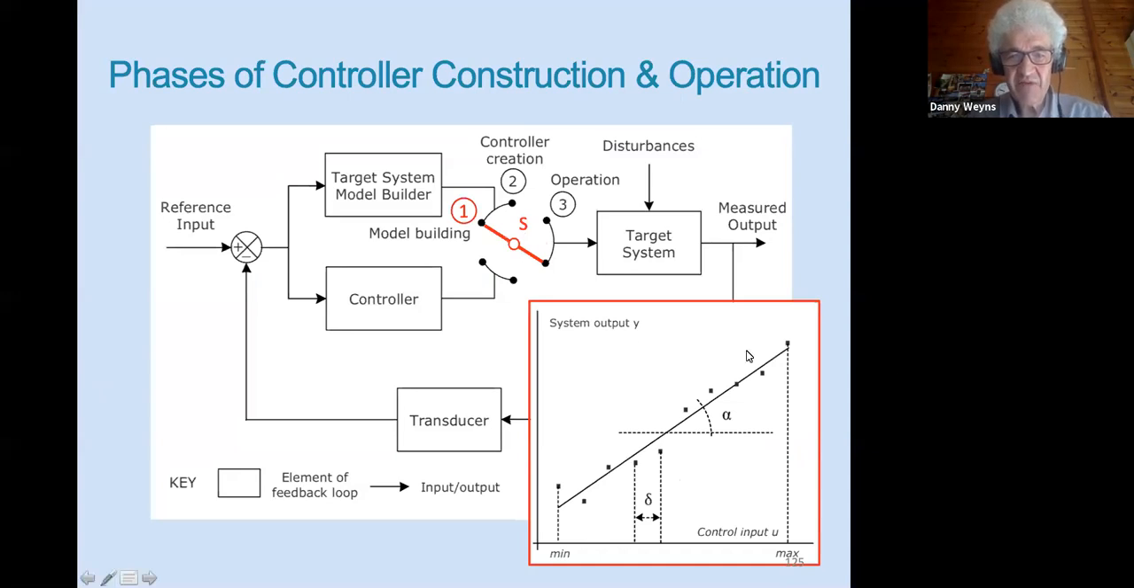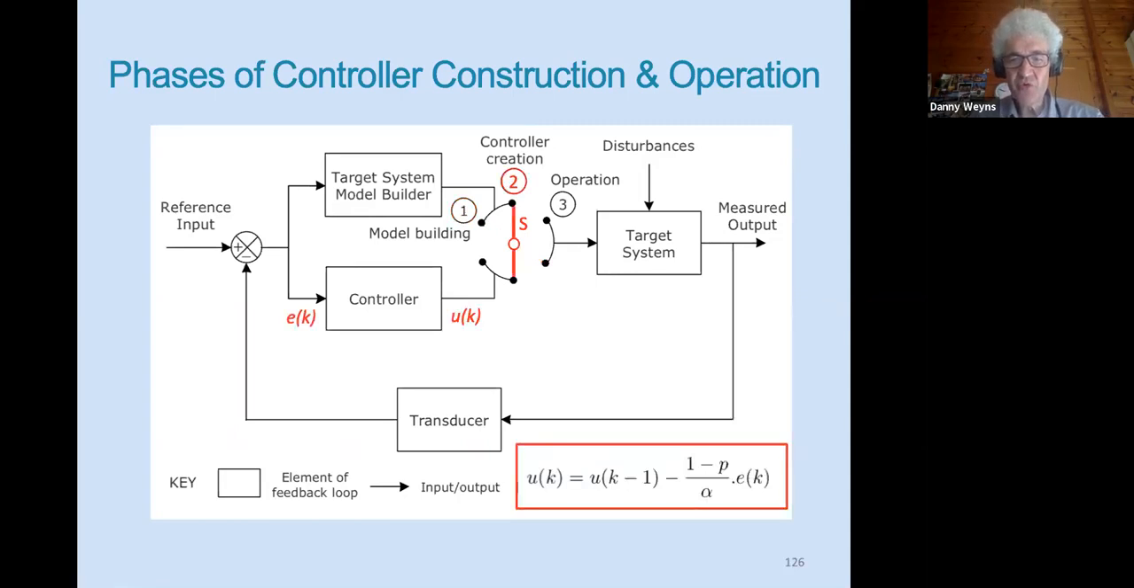So if the switch S is in state 1, then the model of the target system is built. So basically what we do is we feed the target system with input values, control input here at the bottom of this graph. We give it values from a minimum to a maximum, and we measure what is the outcome. And this outcome we plot as the system output Y. And then at the end, when all the data points are tracked, we do some regression and we find a model, a linear model for the system. And for many systems, we can find such a linear model.